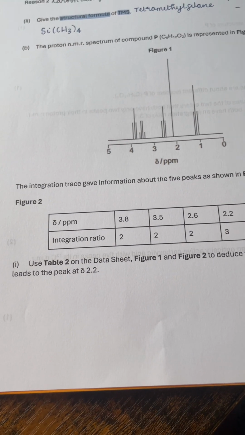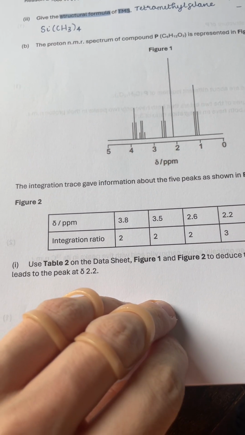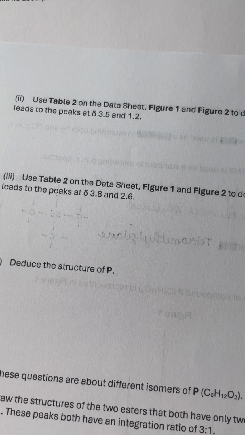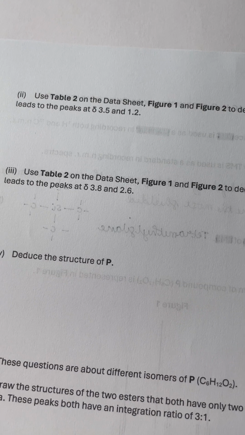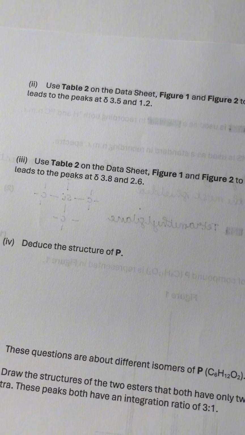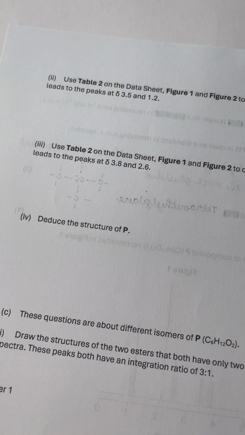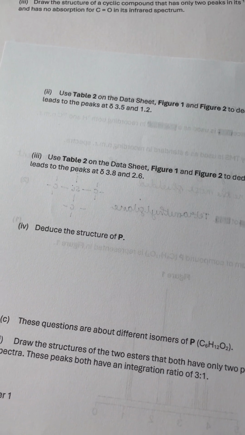So in the first question, we've got to explain the peak at 2.2. And then if I turn over, we have to then explain the peaks at 3.5 and 1.2, and then the peaks at 3.8 and 2.6, and then use those to put P together. So that's what I'll do now.